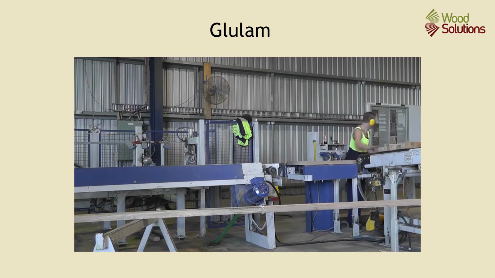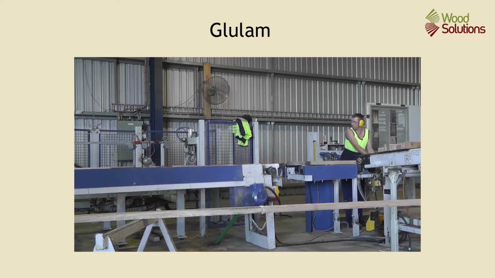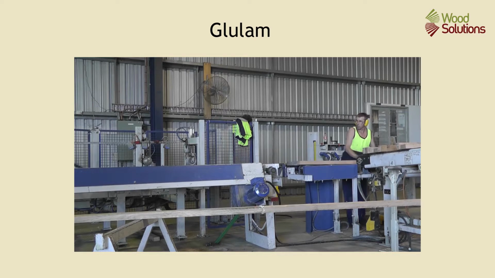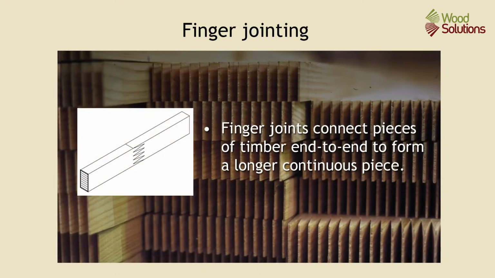Short boards and lengths that don't meet grade requirements are collected and low-quality sections docked out. Docking can produce many short pieces of timber. These can be joined into longer pieces with finger joints. Finger joints connect pieces of high strength or good quality timber together end to end to form a longer continuous piece useful for glue lamination.